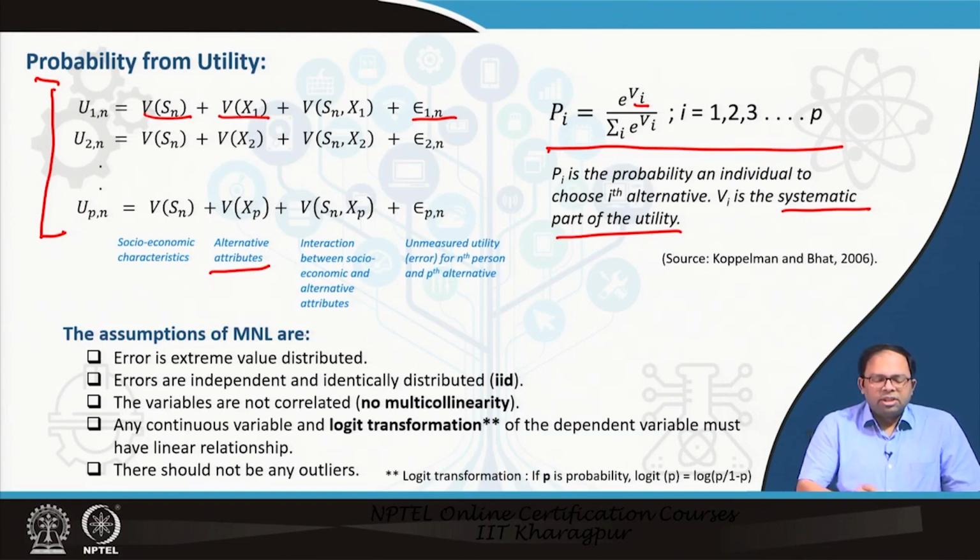The assumptions of this multinomial logit model are that the error is extreme value distributed, which is the Gumbel distribution. Errors are independent and identically distributed. This is the IID property which we have discussed earlier. The variables are not correlated, so there is no multicollinearity, and any continuous variable and the logit transformation of the dependent variable must have a linear relationship. So, these are all linearly related, and then there should not be any outliers. That means we are not going to have any outliers in the data.